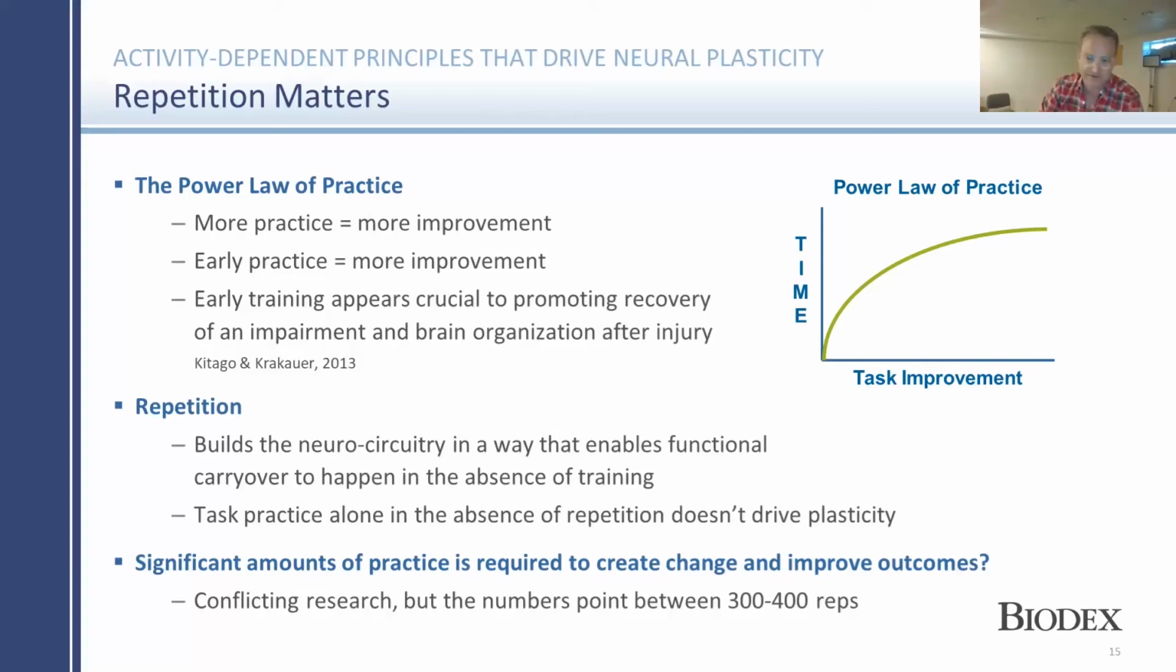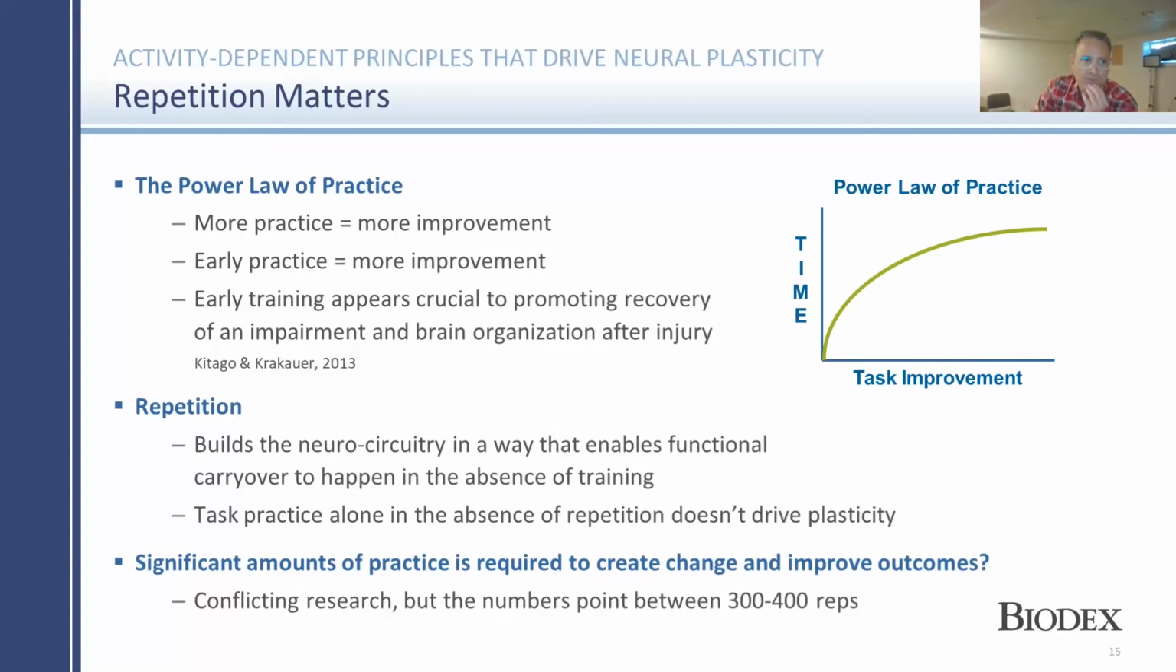Well, there's a lot of conflicting research, but we do know that 3 sets of 10 isn't going to drive neuroplasticity. 4 sets of 10 is not going to drive neuroplasticity. And I'm guilty of this, where you give the person a TheraBand or you have them practice a ball activity or whatever. Like, yeah, let's do that 3 sets of 10, 4 sets of 10. When really, indeed, the research points to like 300 to 400 repetitions.